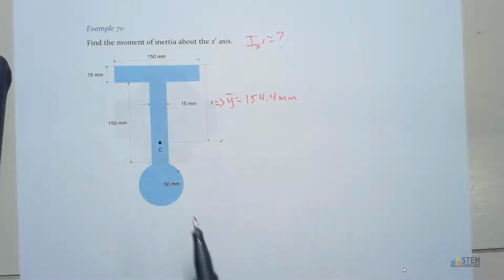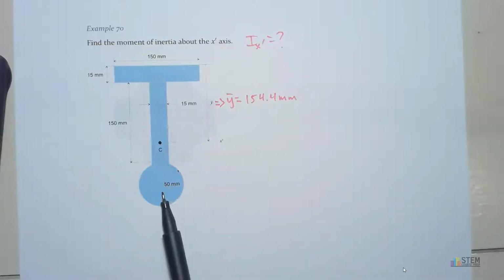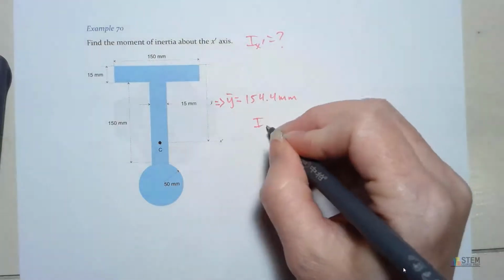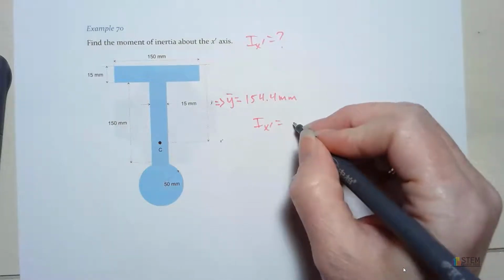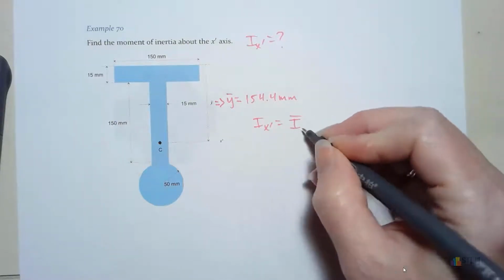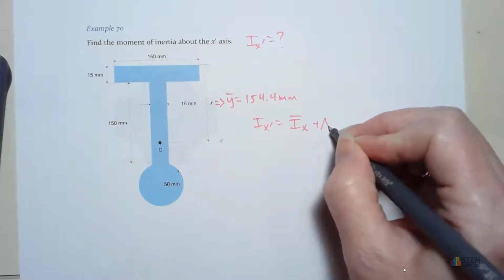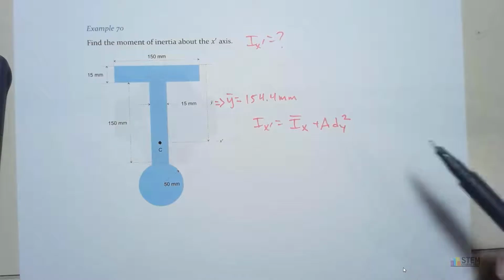Now this problem, obviously you don't need to integrate because we can split this up into three very simple shapes. We have a rectangle, another rectangle, and then we have this circle. So we're going to split it up, and then we're going to calculate Ix prime. And remember from parallel axis theorem, we're going to have I bar plus A dy squared. All right, so that's what we're going to have.